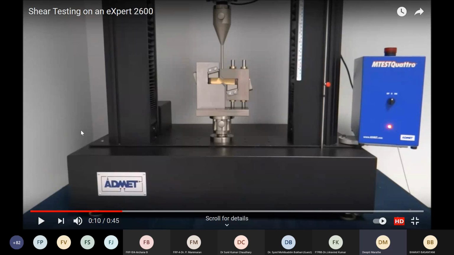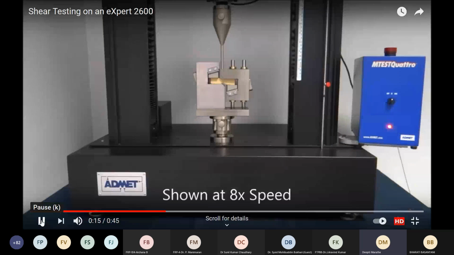Now this video is played at a faster rate because usually, as I told you, with compression specimens the rate of testing has to be very slow because of the rigid nature and lack of ductility in these composites. So you can see that the specimen is being pushed here downwards, and you can see what is exactly happening in this gauge area.